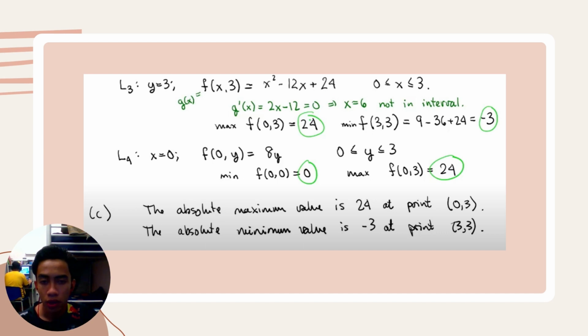So we key in the 0 value into the x. So f(0, y), we have 8y for the answer. So y is equal to 3 and lower, and at the same time it is equal to 0 and higher. So the minimum is f(0, 0), which is 0, and the max is f(0, 3) for the y. So for this we get the 24 value. So the absolute maximum value we have here is 24 at the point (0, 3), and the absolute minimum value is negative 3 at the point (3, 3). That's all for me.